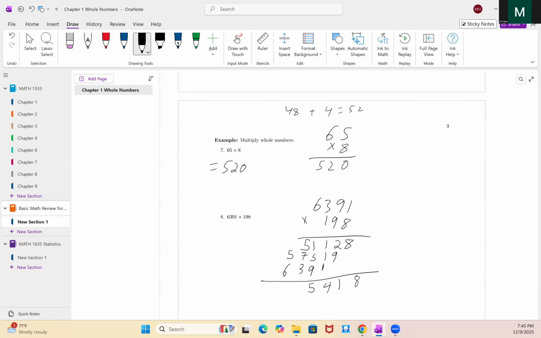1 plus 5 is 6. 6 plus 7 is 13. 13 plus 3 is 16. Put down the 6 and carry over 1. 1 plus 5 is 6. 6 plus 6 is 12. So this product is equal to 1,265,418.